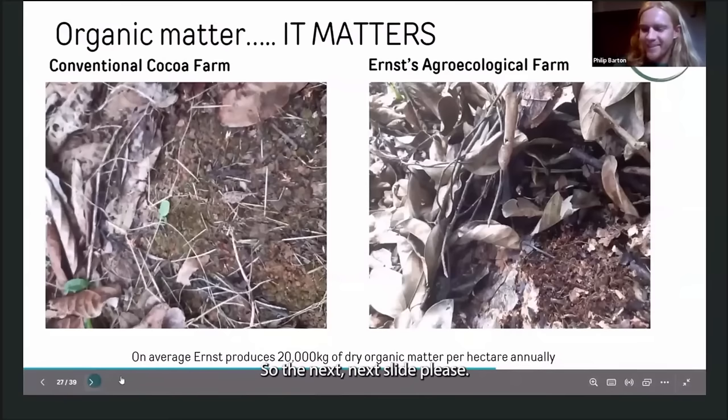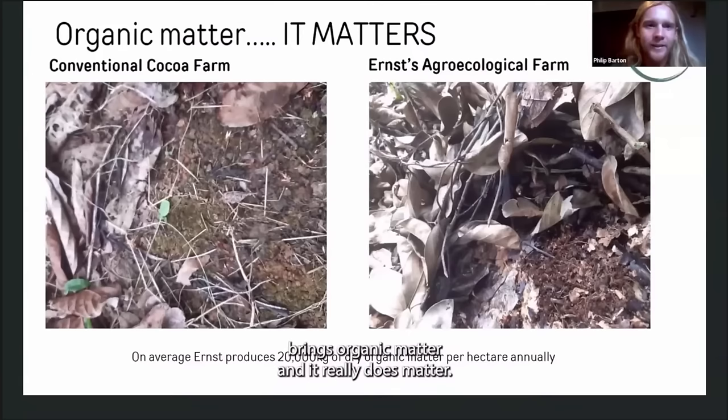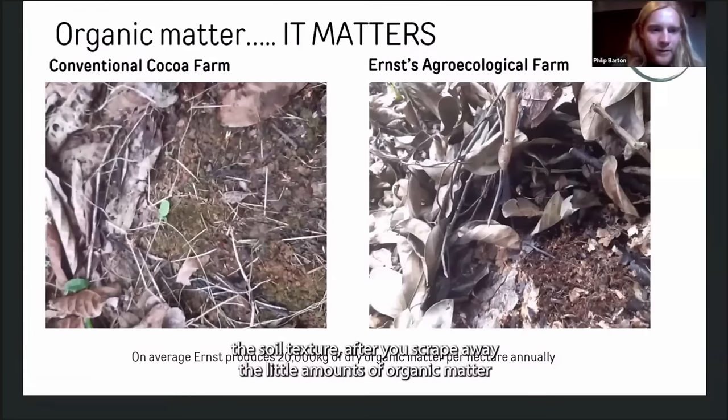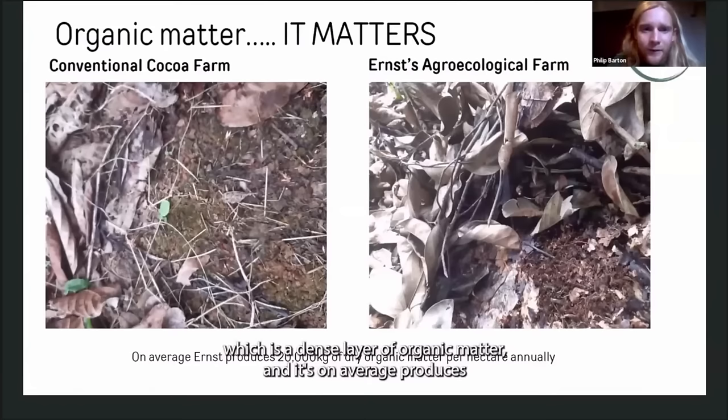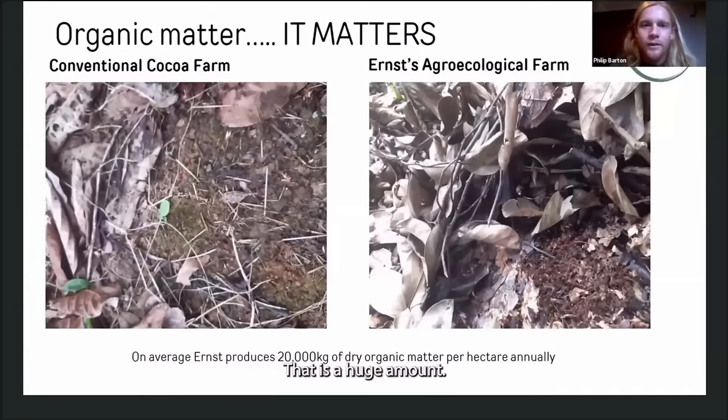All of this pruning, diversity, and photosynthesis brings organic matter, and it really does matter. On the left side, we can see the conventional cacao farm, the soil texture after you scrape away the little amount of organic matter that's there. There's a little bit of moss growing. You can see anaerobic conditions. The soil color is orange. Compared with the Ernest Agroecological Farm on the side here, which is a dense layer of organic matter, Ernest on average produces 20,000 kilograms of dry organic matter per hectare annually. That is a huge amount. That's fivefold more than the most vigorous ecosystem in his area.